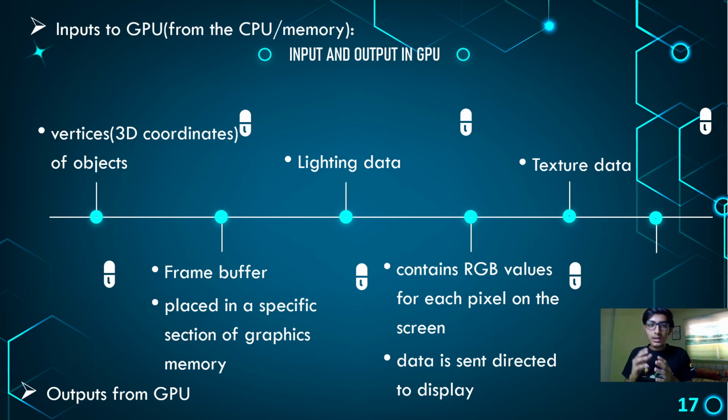So coming to the input and output of GPU. What goes into the GPU and what is the output that comes out of the GPU into the CPU and the display screen? The inputs are the vertices, the lighting data, the texture data, and the output is the frame buffer, which is placed in specific sections of graphic memory and contains RGB values, and this data is sent directly to the display.